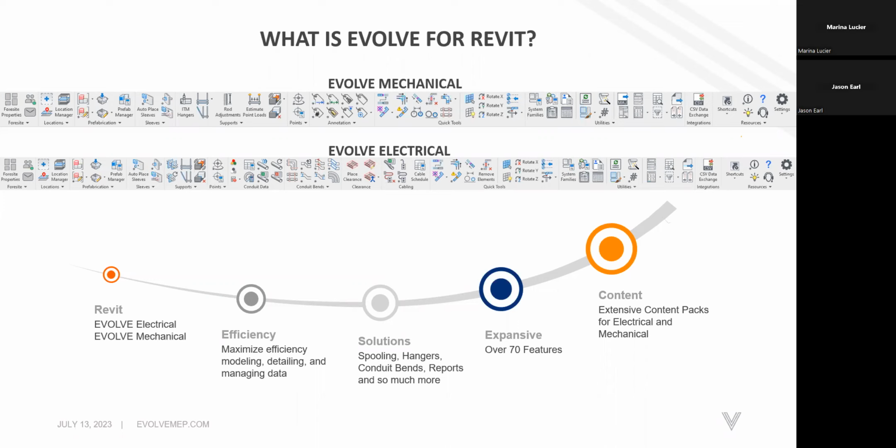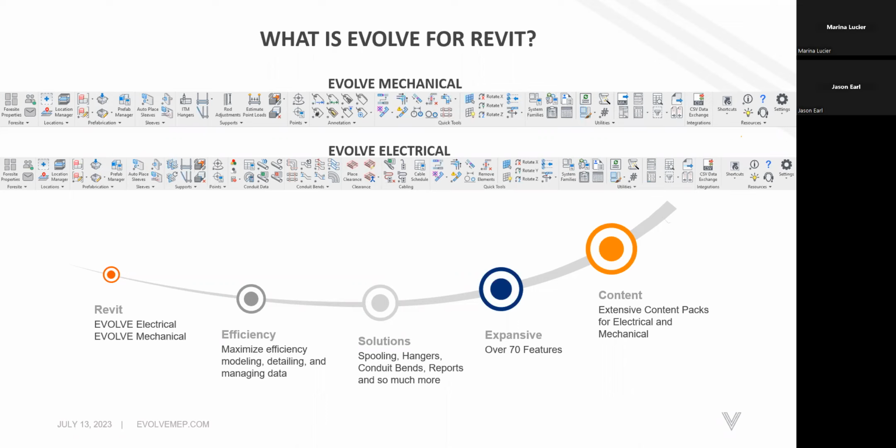We've got a lot of features that are focused on industry problems that you're working on creating your MEP models. So what is it exactly? We've got a plugin for Revit for electrical and mechanical. The goal of everything is really to increase efficiency for modeling, detailing, and managing your data in your model. Some of the most popular solutions that we have are spooling, hangers, conduit bends, reports, and much, much more, as you can see from the ribbons up top.